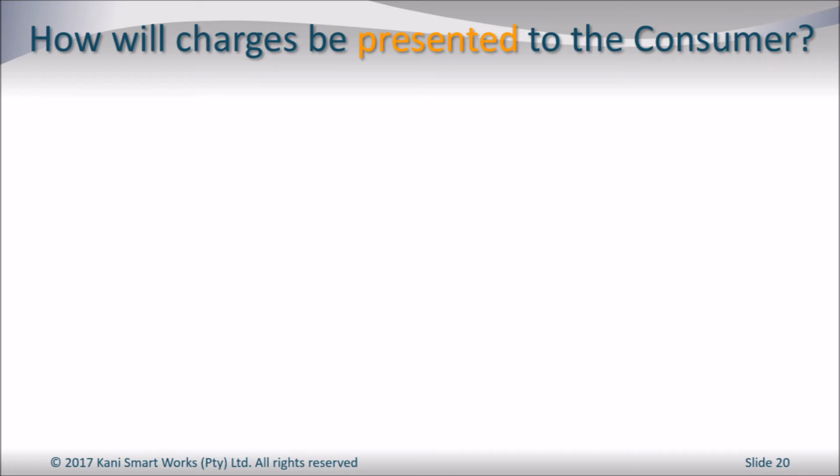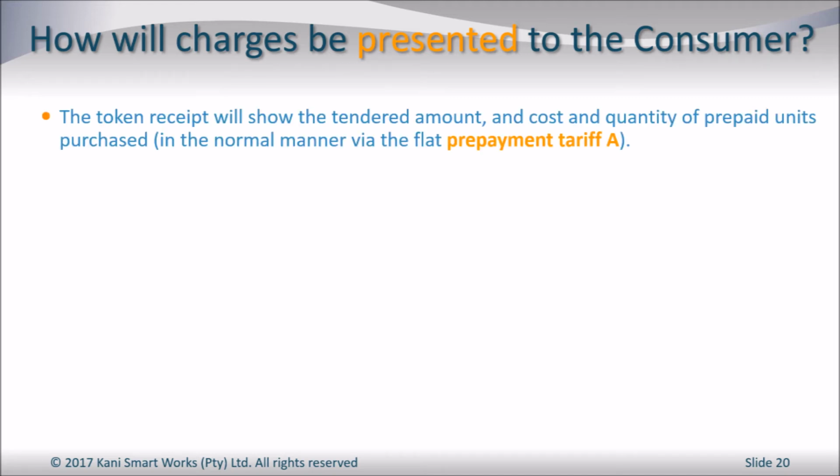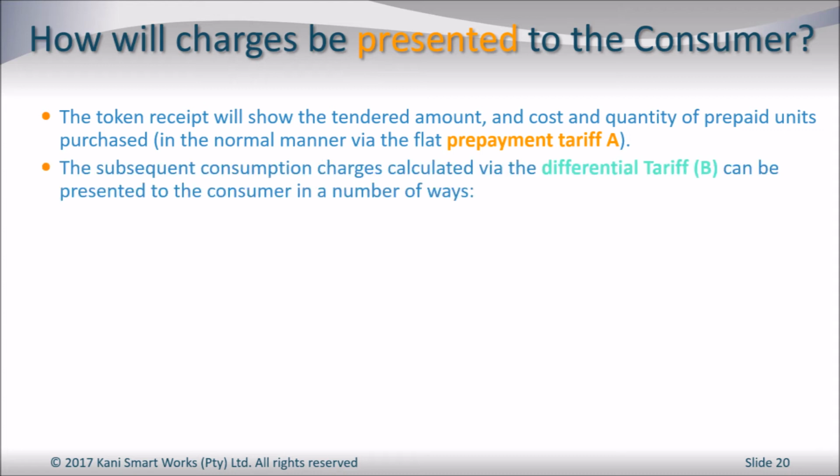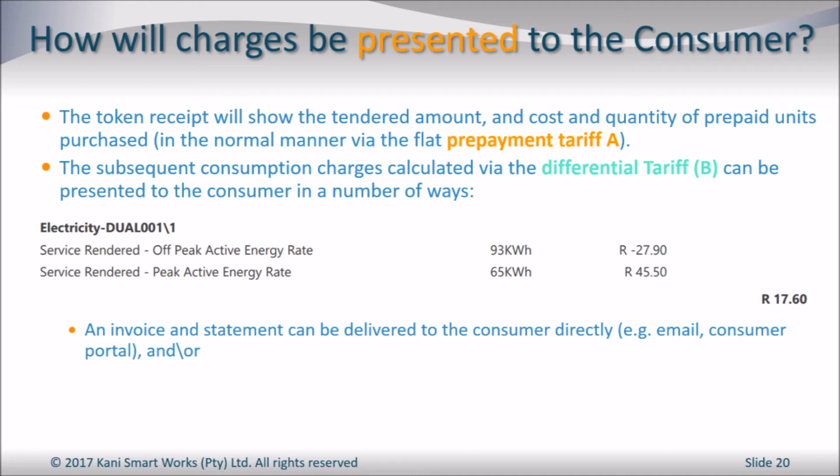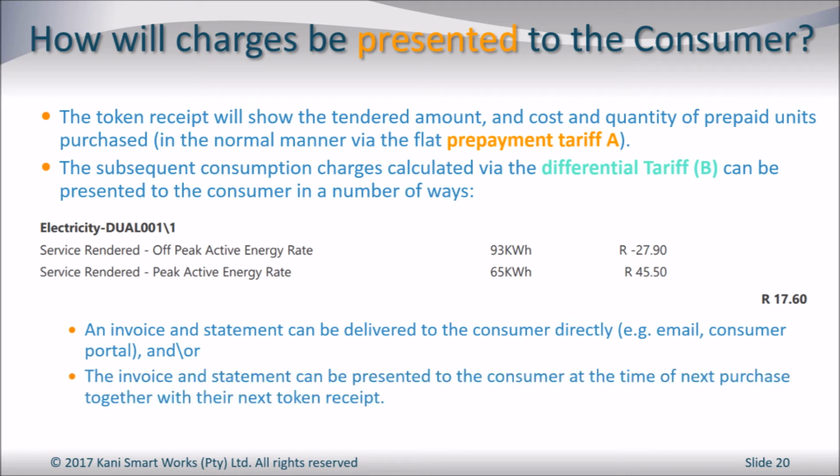And very importantly, how will the charges be presented to the consumer? They do need to be clear and simple. The token receipt will show the tendered amount and cost and quantity of prepaid units purchased in the normal manner using the flat prepayment tariff A. The subsequent consumption charges calculated via the differential tariff B can be presented to the consumer in a number of ways. An invoice and statement could be delivered to the consumer directly, for example via email or using the consumer portal. The invoice and statement could be presented to the consumer at the time of next purchase, together with their next token receipt. But there is an even better way.